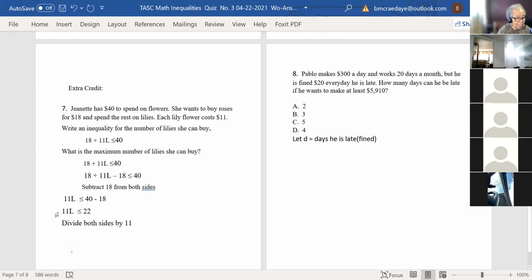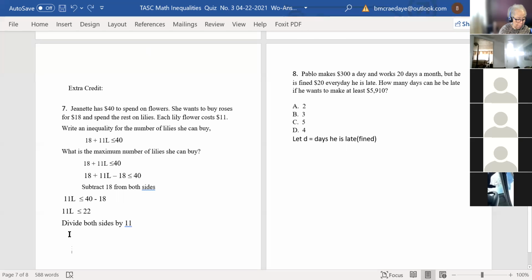Yes, because 11 times L is a multiplication, the opposite is division. Divide both sides by 11 and you'll get what? What's your answer? You'll get 2. That's right. So what's the maximum number of lilies you can buy, Mercedes? 2. The maximum you can buy is 2.